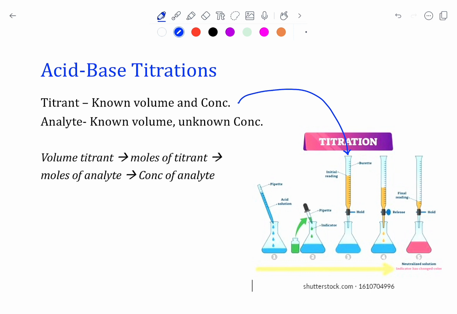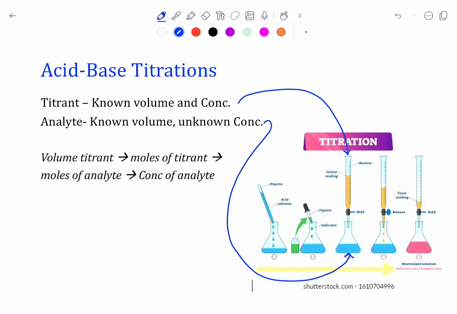The analyte has a known volume because we measured the volume before we put it into the container. However, it has unknown concentration, and as this is an acid-base type of technique, it also has an unknown pH. So the act of doing a titration is what is going to determine the concentration of the analyte. So the analyte is found in the flask.